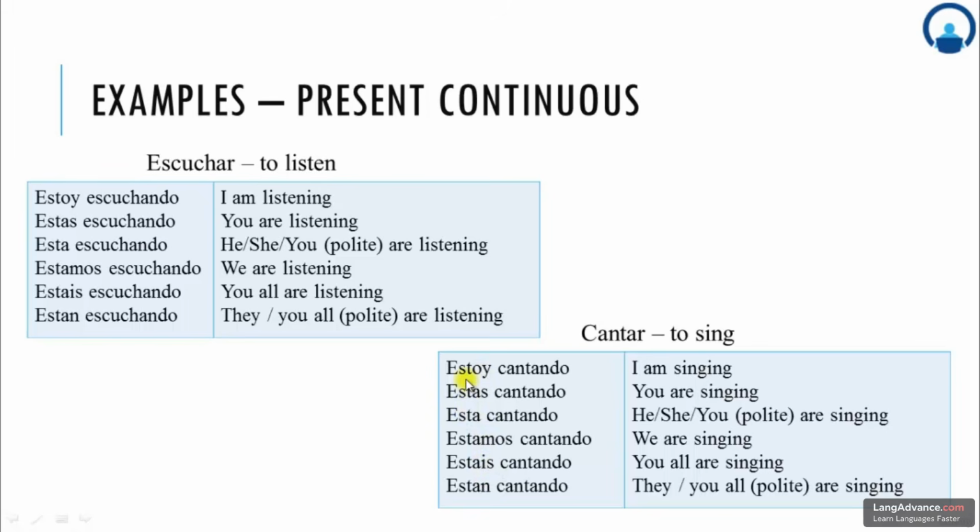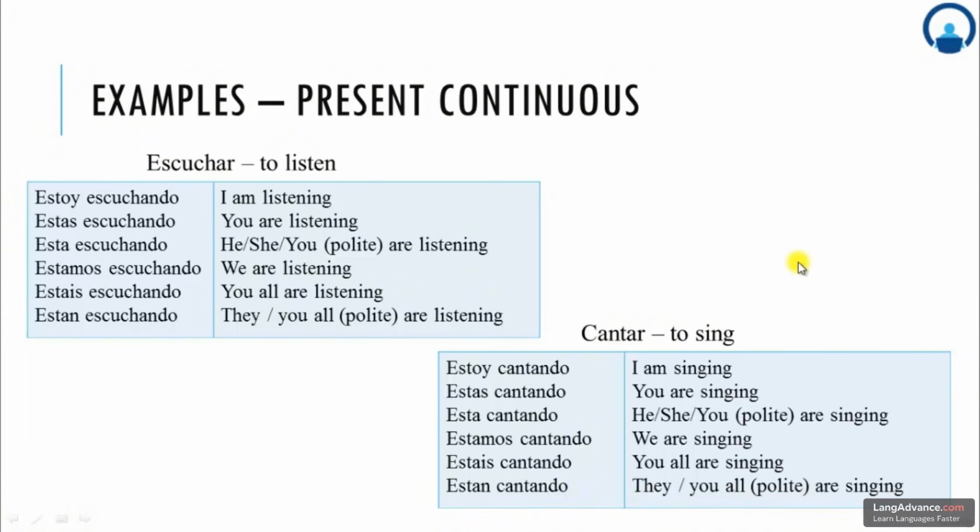The first one is estoy cantando, that means I am singing. Estás cantando, that means you are singing. Está cantando, that means he, she or you are singing. Estamos cantando, we are singing. Estáis cantando, that means you all are singing. Están cantando, that means they or you all are singing.